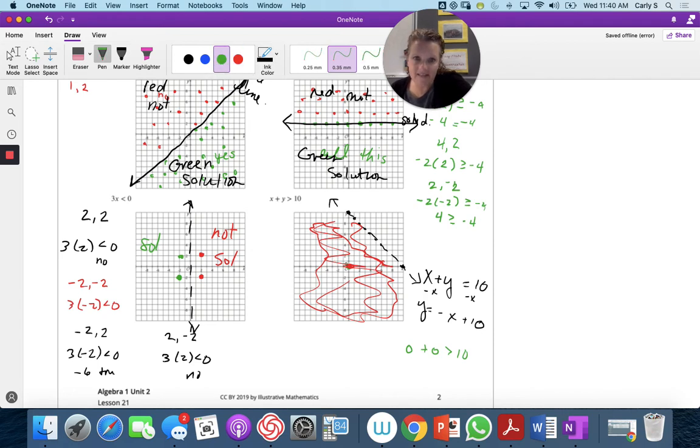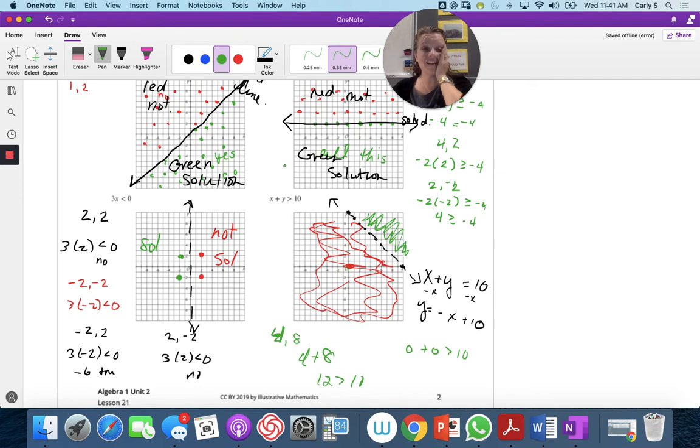Let's test 4, comma 8. 4, 8 is right here. Let's test 2, comma 8. Oh, that's not 2, comma 8, sorry. 4, comma 8. There we are. 4 plus 8 is 12. Is 12 greater than 10? Yes. So I'm going to shade everything over here.